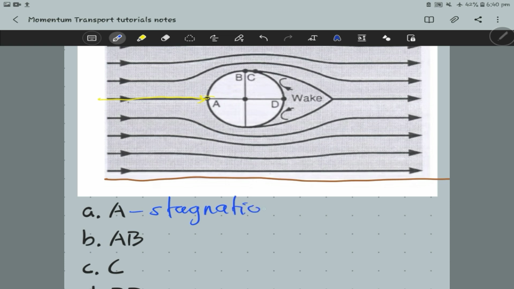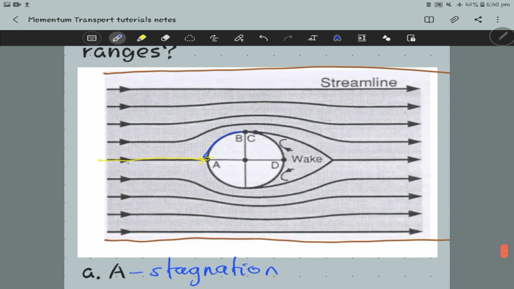What's happening at B, or AB? AB is showing what's happening at this side. What do you think is happening? You see that when it gets to this point, the streamline experiences an interference, so it kind of bends.